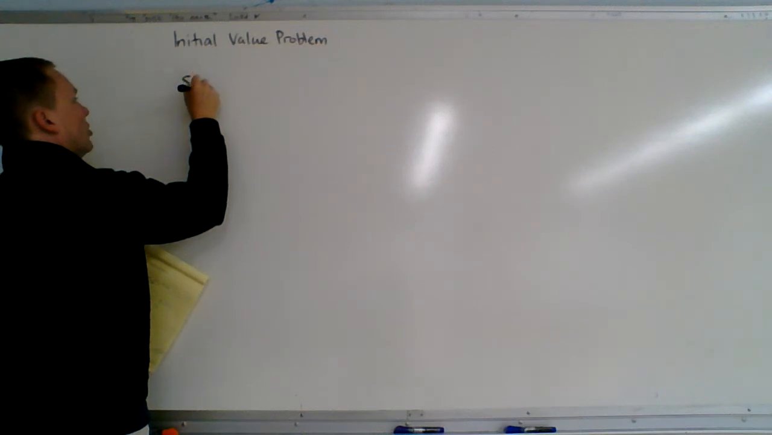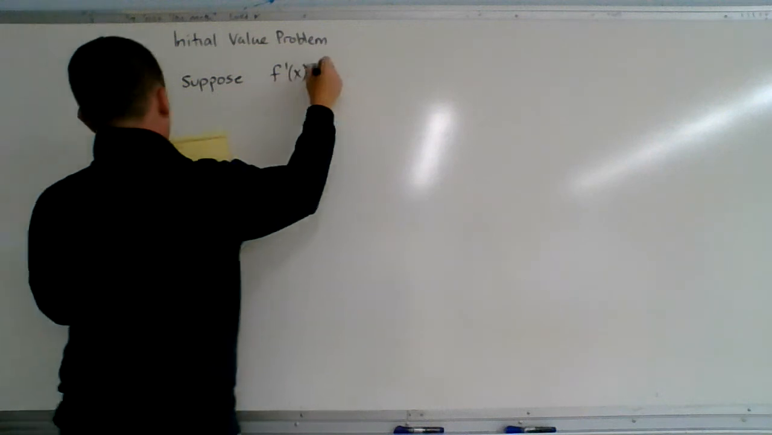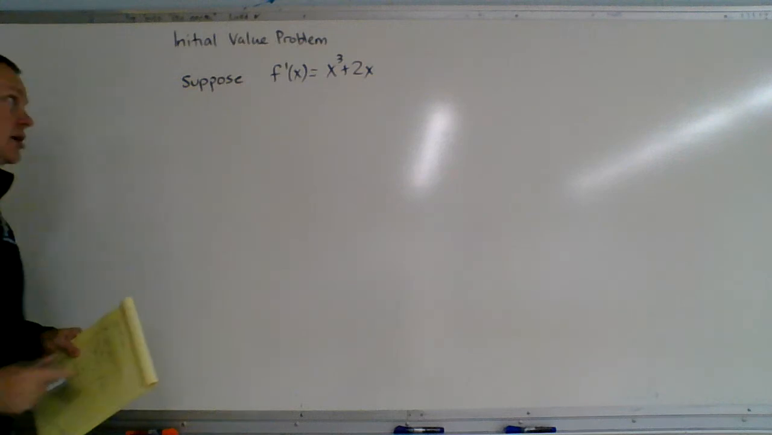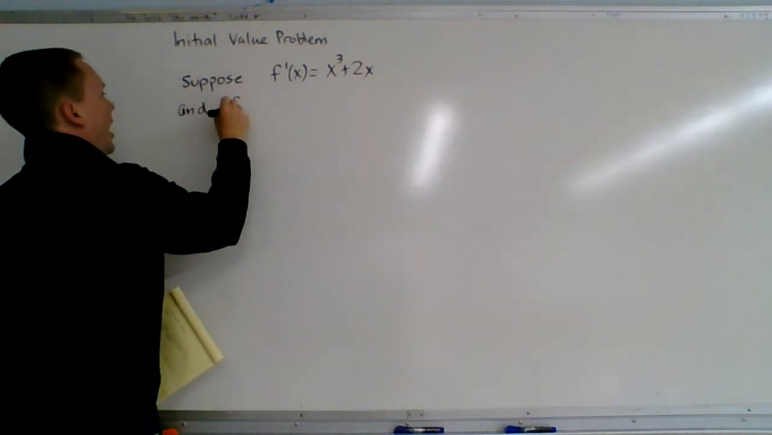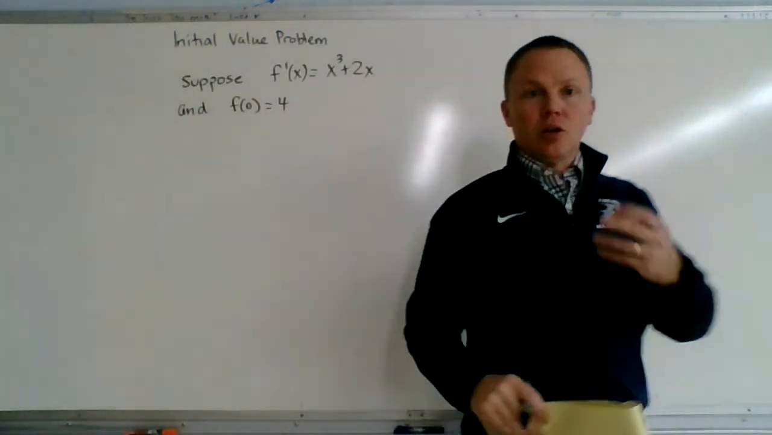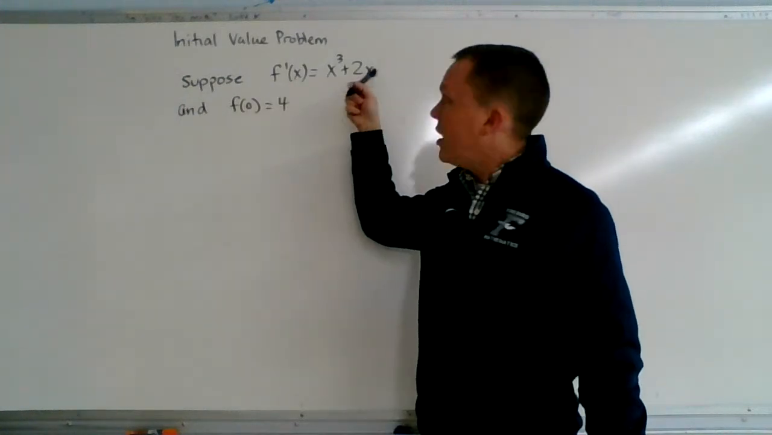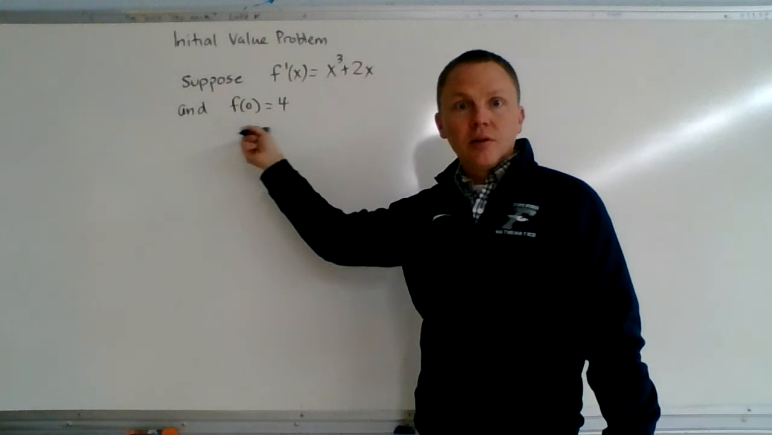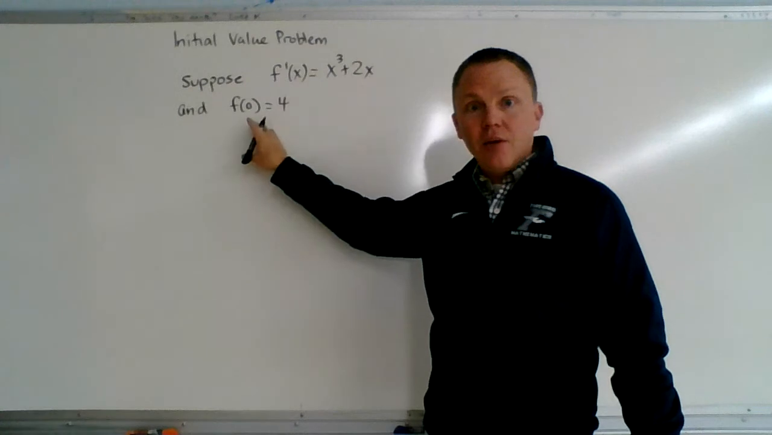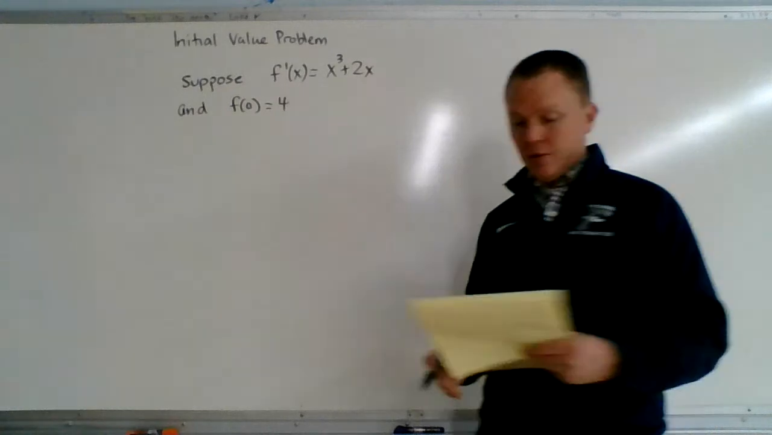So I'm going to say, suppose that f prime of x equals x cubed plus 2x, and f of 0 equals 4. So notice what I've given you. I've given you how fast we're changing and a value, a point. Where are you right now and how fast are you changing? Point, slope.